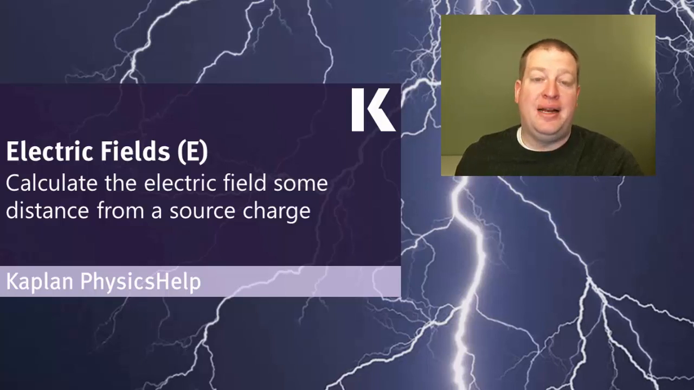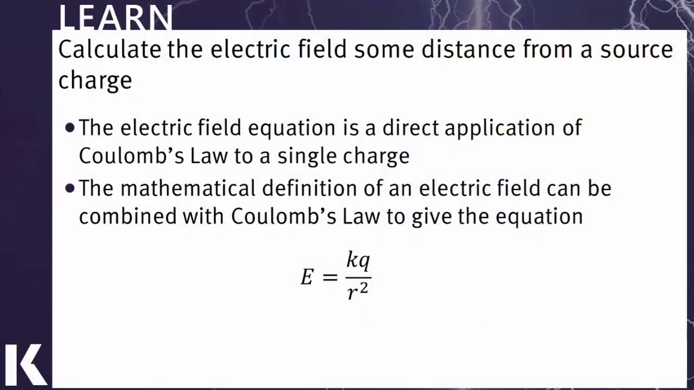Hi, I'm Dan Abel, and in this lesson, we're going to learn how to calculate the electric field when we get some distance away from a source charge. We learned earlier that the electric force is given by Coulomb's law, which is K, a constant, times Q1 Q2, those are the two charges, divided by the distance between them squared.